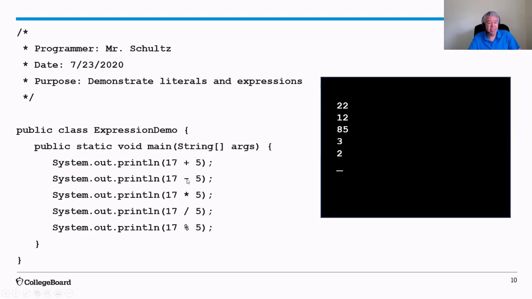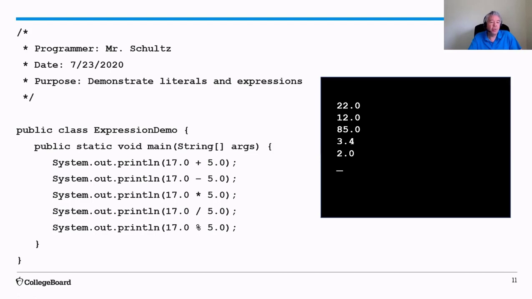If I change this and make these double values, which means now I'm using decimal values, I'm doing operations that involve doubles, which means I'm going to get double answers. So now I'm not just getting 3, when I do 17 divided by 5, I'm getting a true decimal answer. 17 divided by 5 is 3.4. It's because I'm using double values that I'm getting a double answer, and I can accommodate that decimal place.